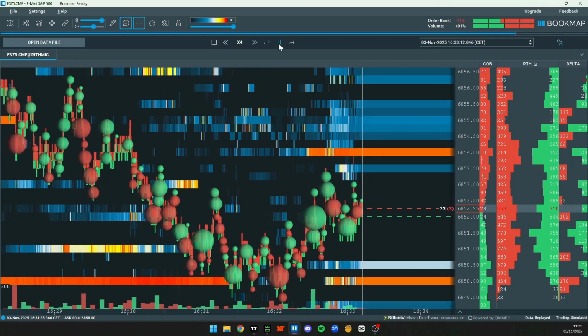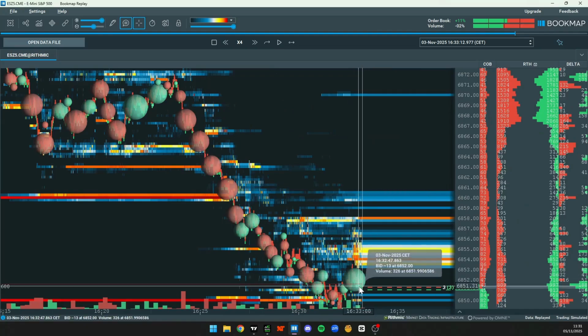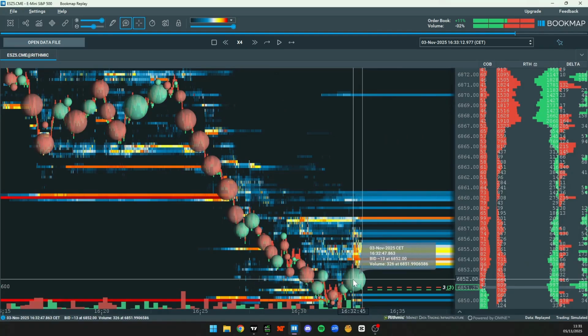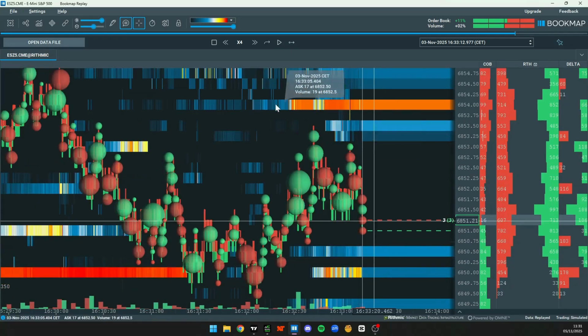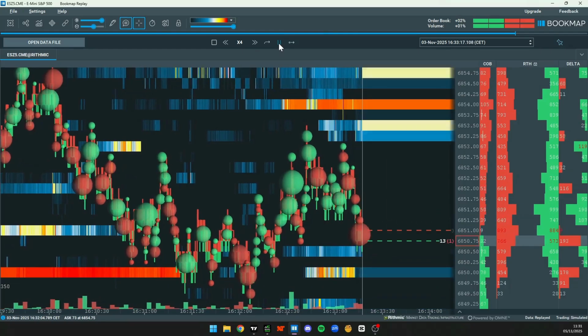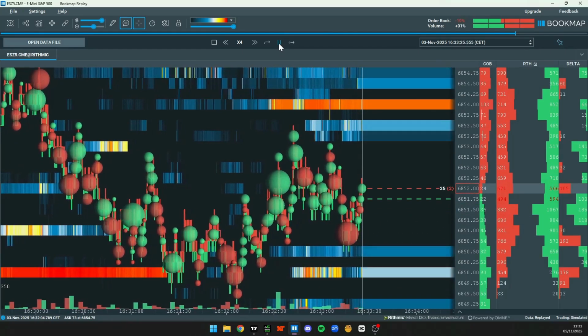Price is just stalling a little bit. You can see if you zoom out now, a lot of aggressive buyers are stepping in, right? Look at this one bubble, 326 contracts. Okay. So let's see what happens. Price is retracing a little bit.